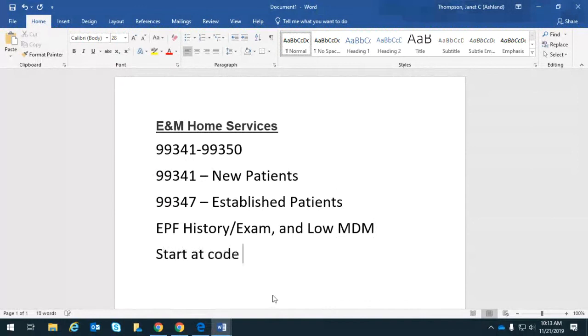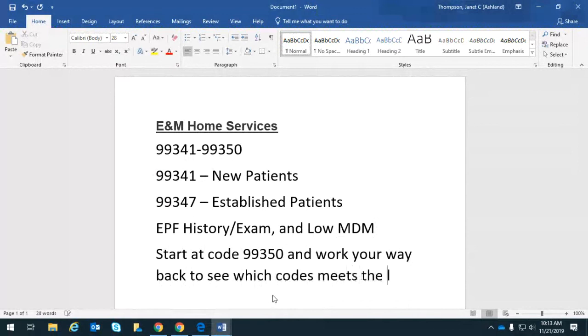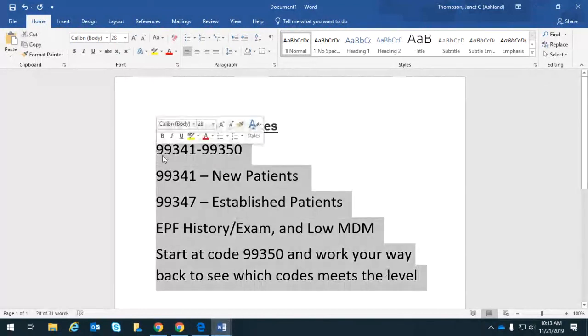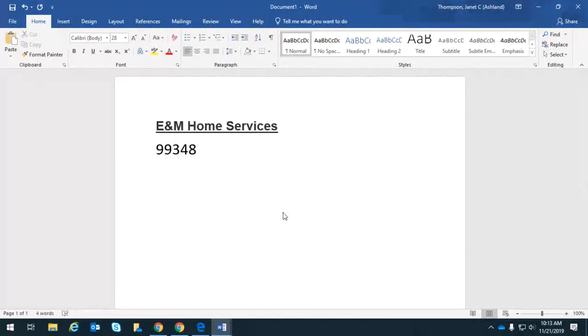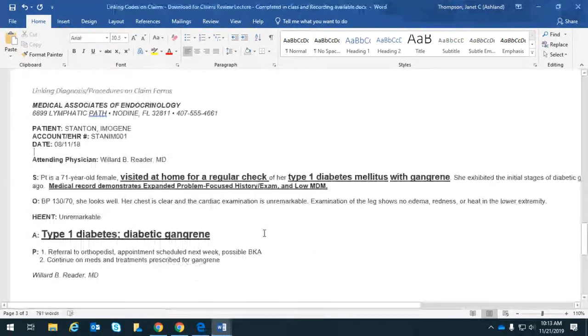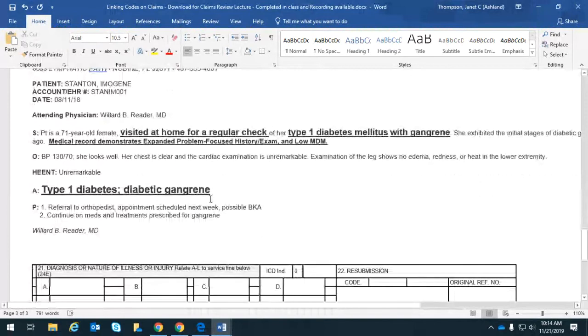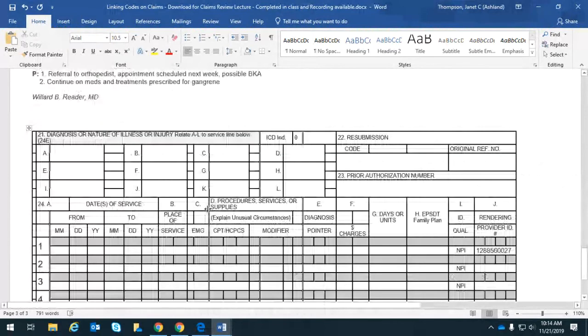So you can start at code 99350 and work your way back to see which code meets the levels. And that is going to land right on 99348. So this code is for an established patient at home, expanded problem focus, history and exam, and low medical decision making. And on this one, we don't have any other procedures performed. And so, let's see, the date was August 11, 2018.